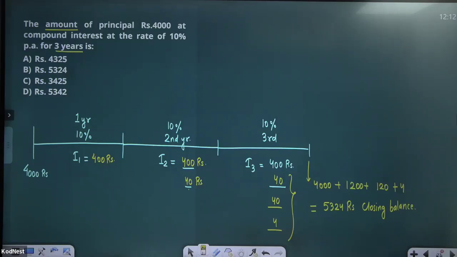Okay. For profit and loss, we have done it over the iPad, so I was not visible. So instead of the iPad, I will share the previous batch PDF. Okay. For profit loss. Thank you.